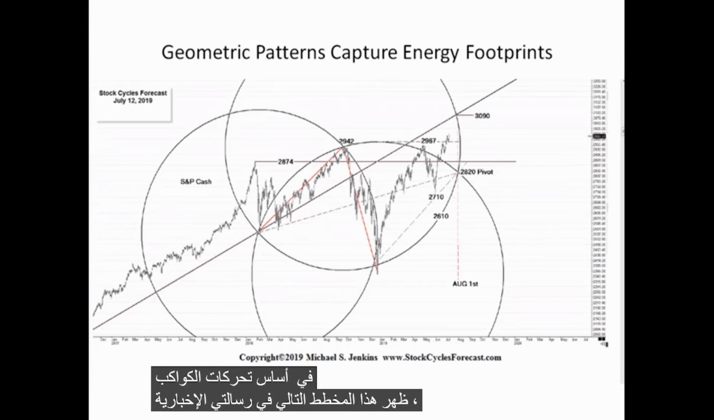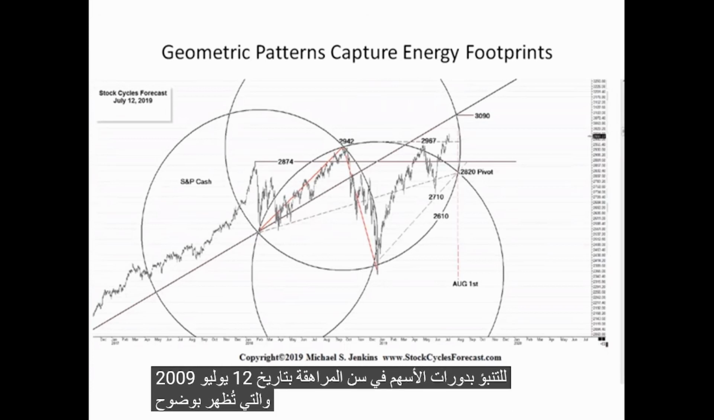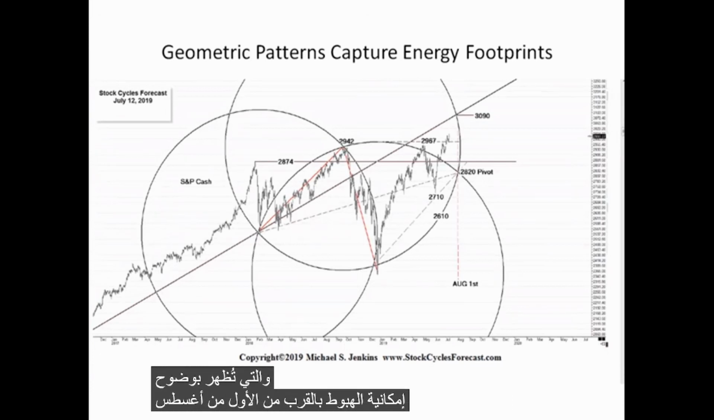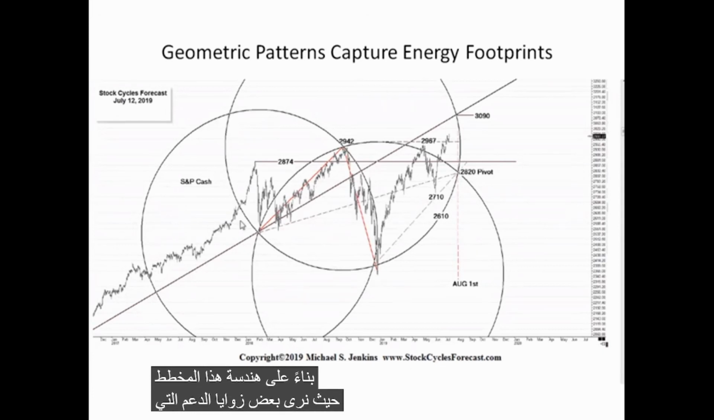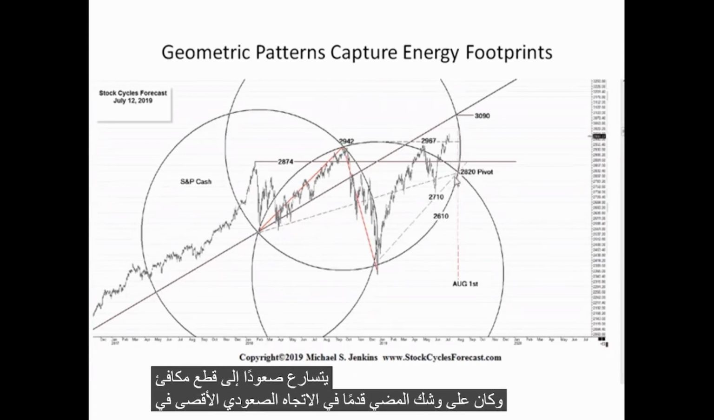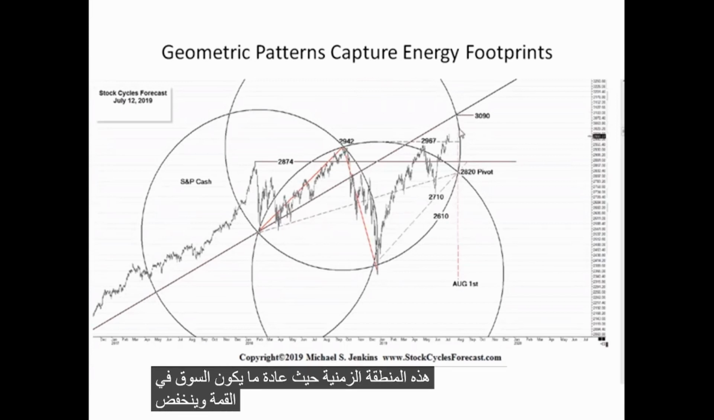This next chart was featured in my July 12, 2019 Stock Cycles Forecast newsletter, clearly showing the potential for a plunge near August 1st based on the geometry of this chart, where we see some support angles connecting the lows, and the support arc is accelerating up into a parabolic, and it was about to go maximum bullishness in this time zone, where the market would normally top out and go plunging down.